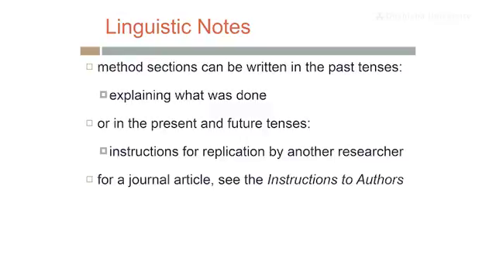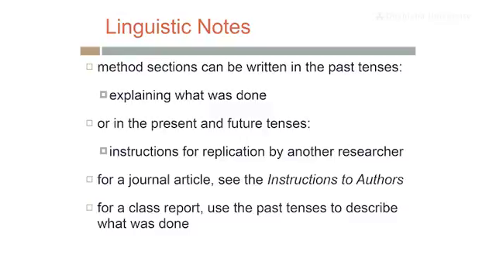In the case of scientists who are trying to publish in scientific journals, there's usually a document called Instructions to Authors that tells us how they want it done. But for a class report, and if you're not quite sure what you should use, I would say go with the past tenses. It's always the safest, and usually it's preferred. So describe what you did. What did you do? You can describe that in your materials and methods section.